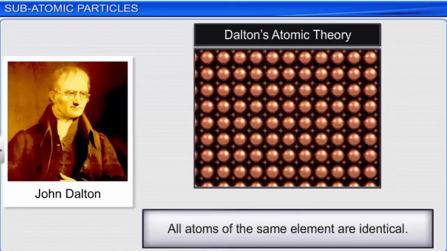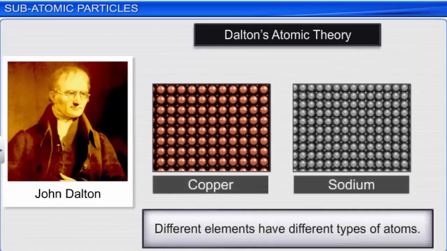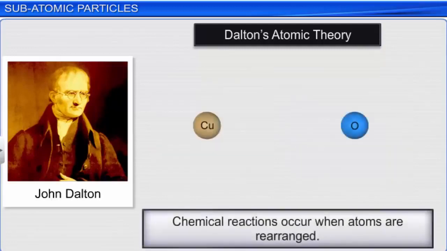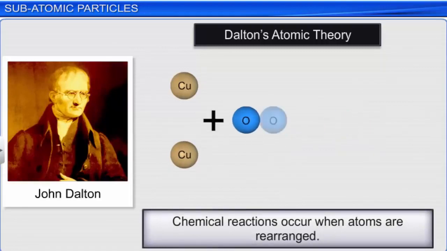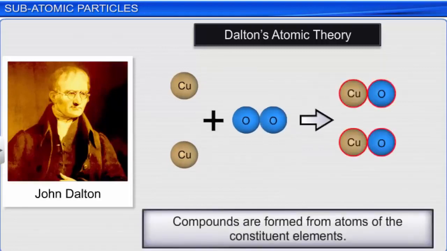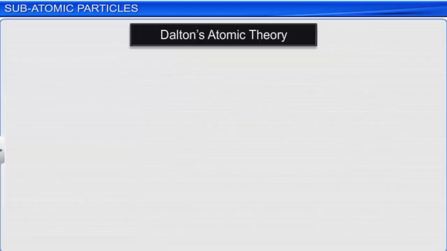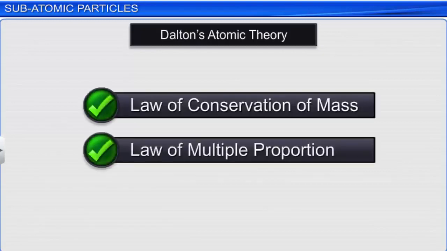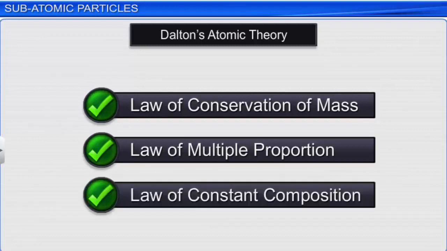All atoms of the same element are identical. Different elements have different types of atoms. Chemical reactions occur when atoms are rearranged. Compounds are formed from atoms of the constituent elements. Dalton's atomic theory was able to explain the laws of conservation of mass, multiple proportion, and constant composition.